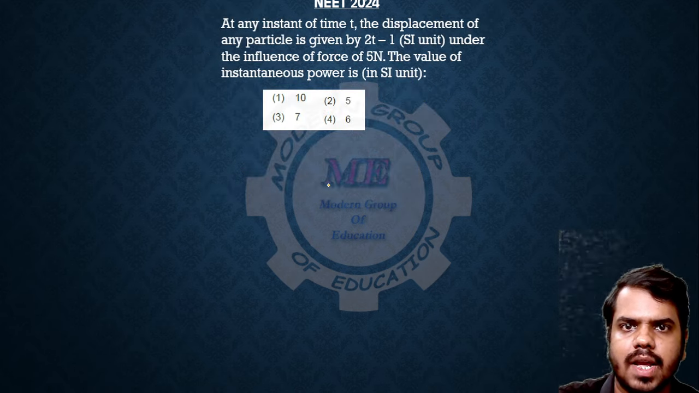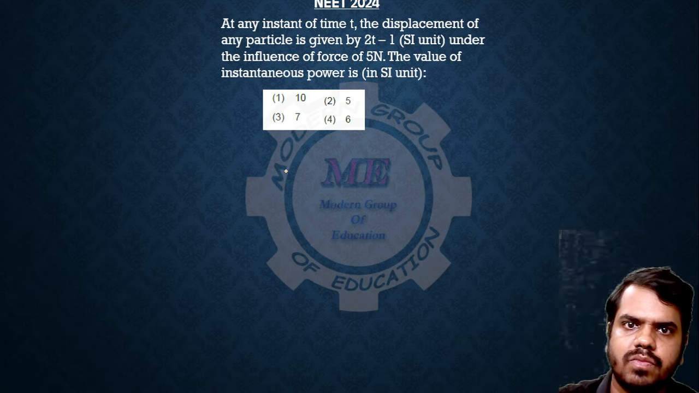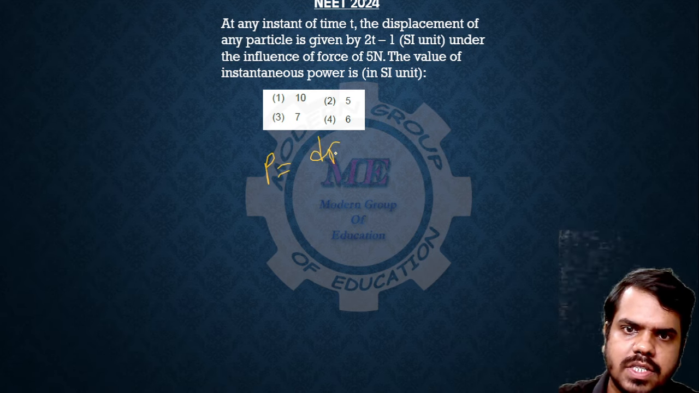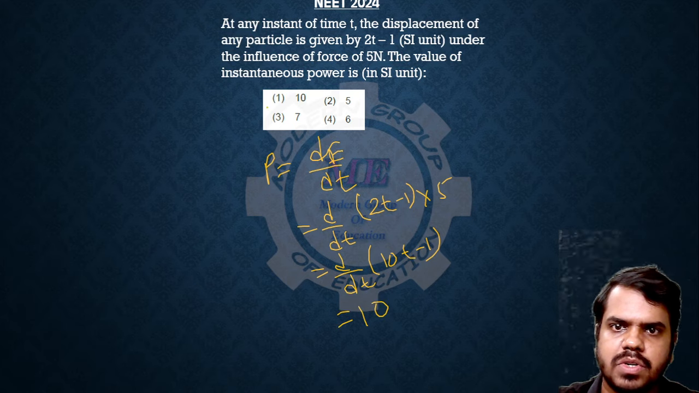At an instant of time t, the displacement of a particle is given by 2t minus 1 under the influence of a force of 5 Newton. The value of instantaneous power. Instantaneous power is d by dt of work done. Now work done is equal to force into displacement, that means 2t minus 1 into 5. So it is d by dt of 10t minus 5. So the answer is 10. So option 1 is correct.